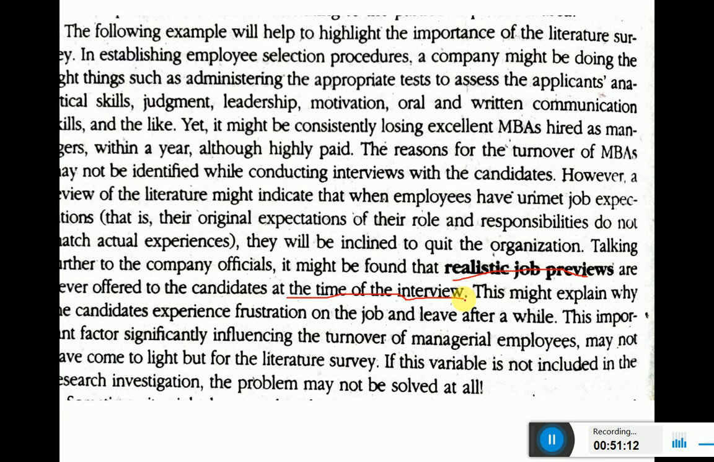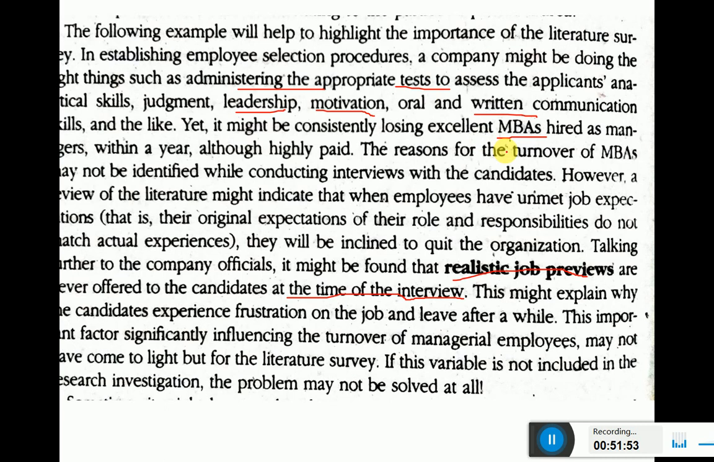In the example, a company hires MBAs. For the MBAs, the procedure is perfectly administered: tests are conducted, interviews are conducted, judgment skills, analytical skills, leadership skills, motivation skills, written communication skills are all assessed, each and everything, like a proper setup. But in the end we see that the MBAs the company hired are leaving the organization. That is, over time the organization faces turnover, even though we ourselves have a perfect system. So why are these MBAs, the youngsters, leaving the organization?